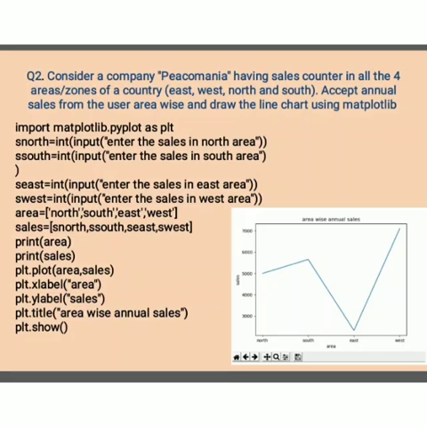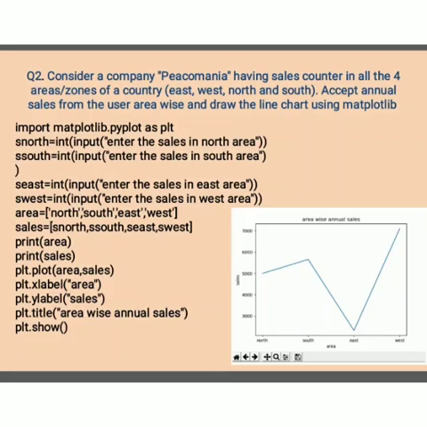On the x-axis we will take area. Four zones we have: north, south, east, west. So we have written area is equals to, in square brackets we are writing north, south, east, west. So here we have four zones.